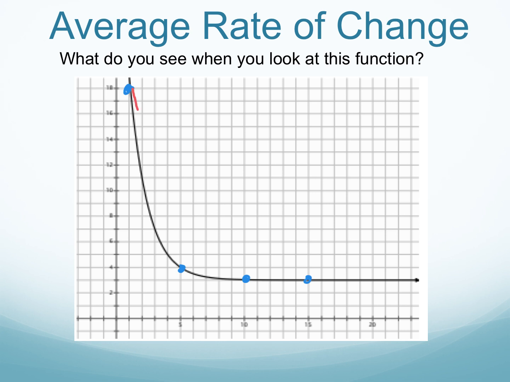My line is not always changing at the same rate. Here I've got a slope like that. Here I've got a lower slope. Here it's even less. So it matters where we check what our rate of change is going to be.